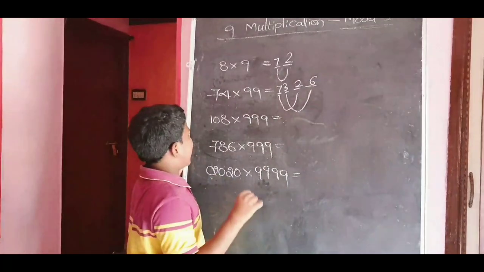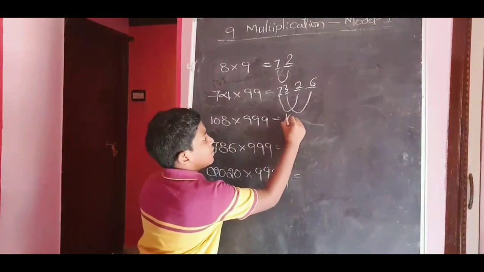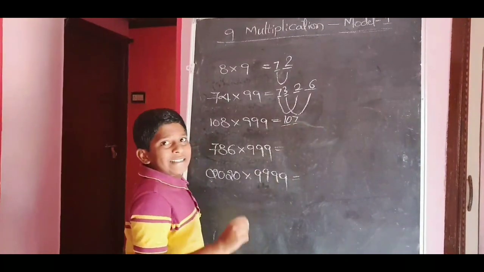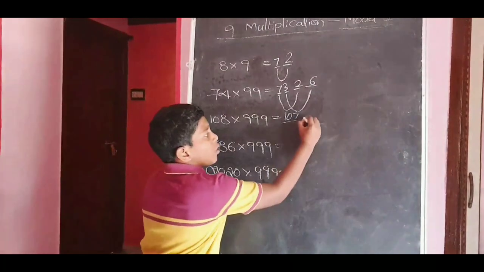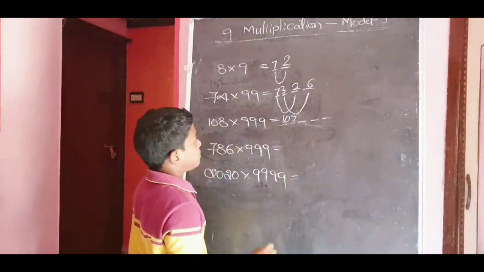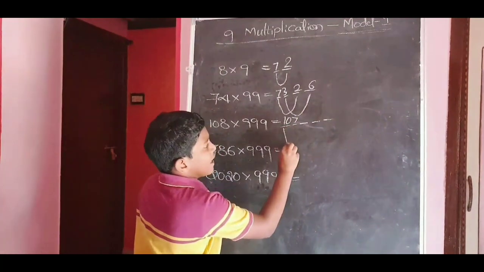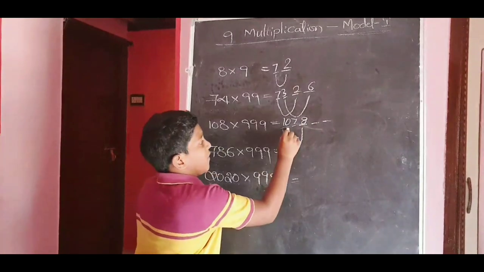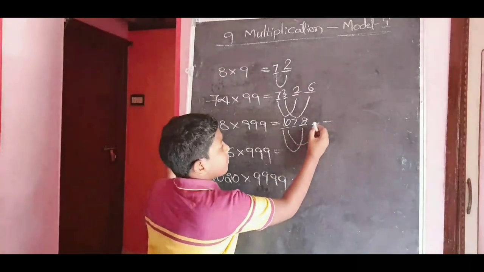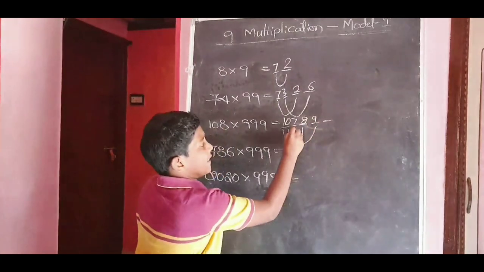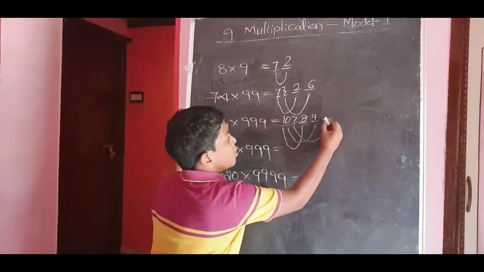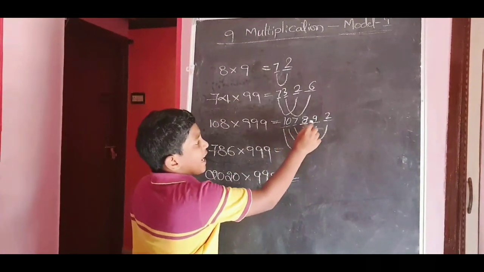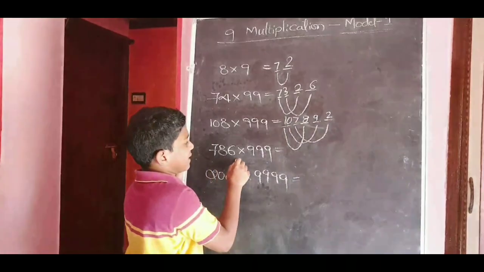108 into 999. Do 1 minus 1: 107. We have 3 digits. To get the answer, we have to take 3 more digits. For 1, add 8 to get the 9. For 0, add 9 to get the 9. For 7, add 2 to get the 9. The answer is 107892.